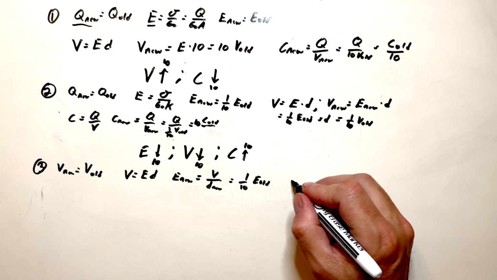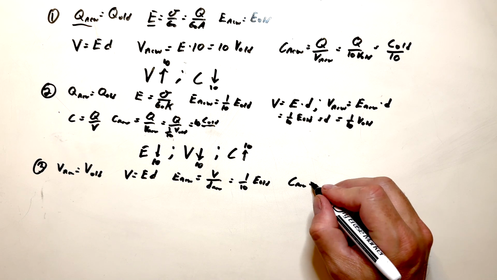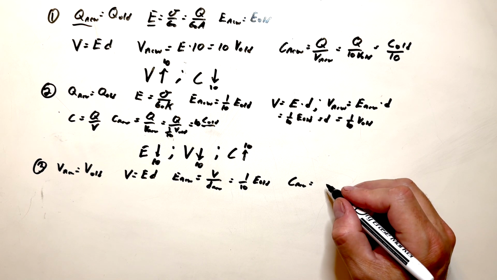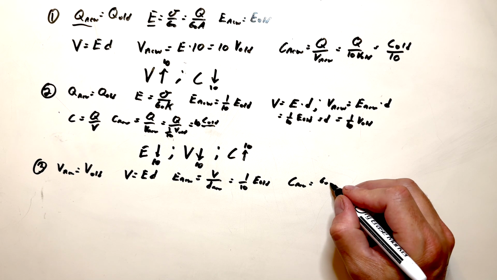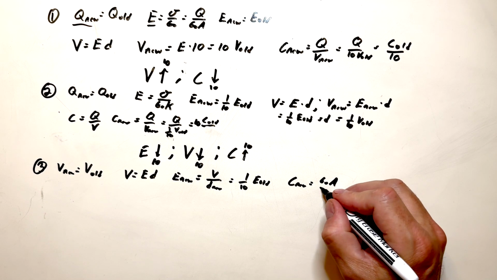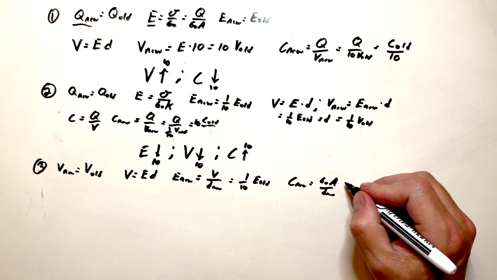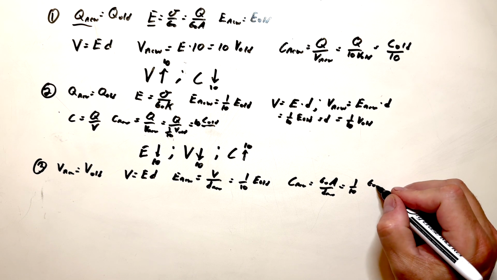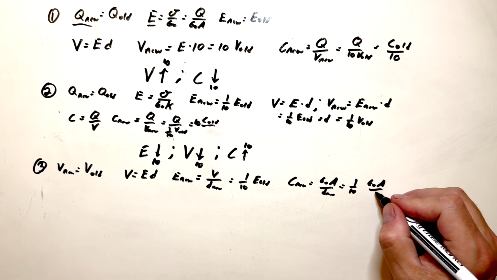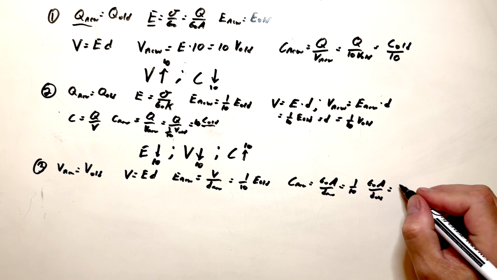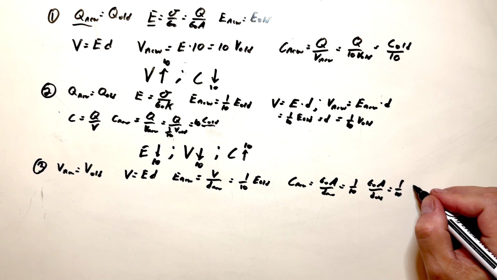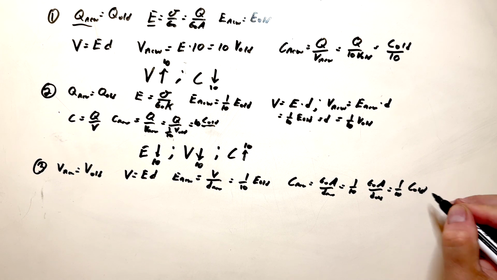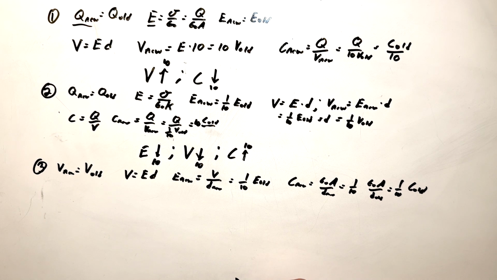Okay, what about the capacitance? Well, C new is equal to epsilon naught A over D new, which is equal to 1 over 10 times epsilon naught A over D old, which is just 1/10 of C old. Okay, so the capacitance changes.